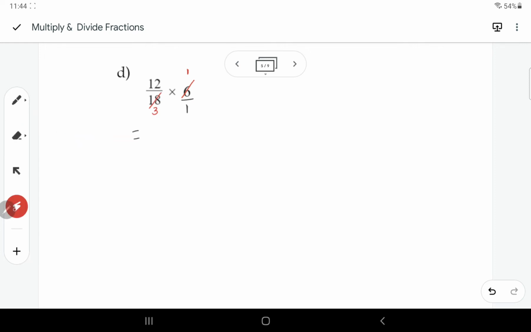I'm going to now multiply 12 times 1 on top is 12, and 3 times 1 on the bottom is 3. And then again, sometimes you have a bit more reducing to do. That reduces to 4 over 1, or just 4.